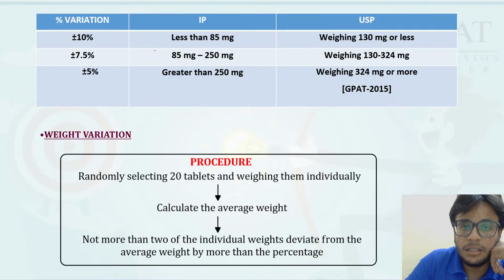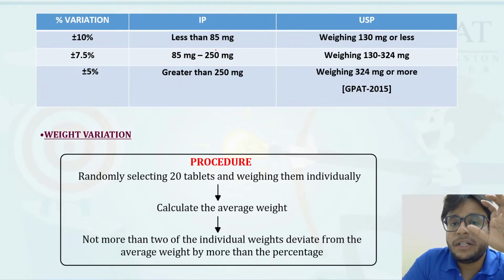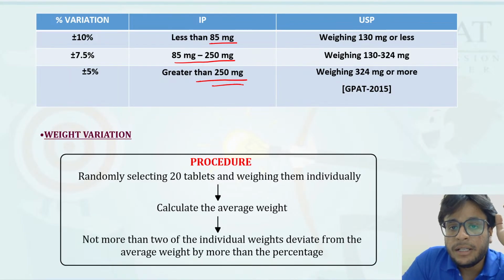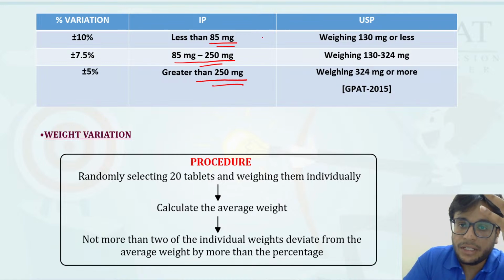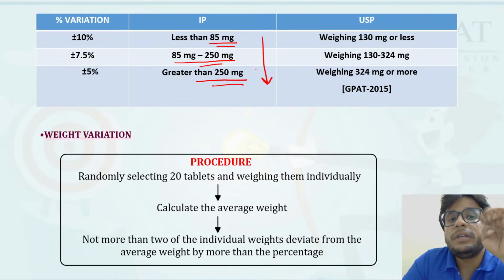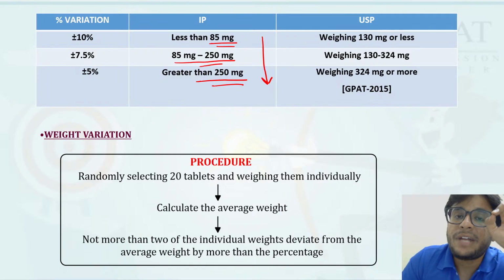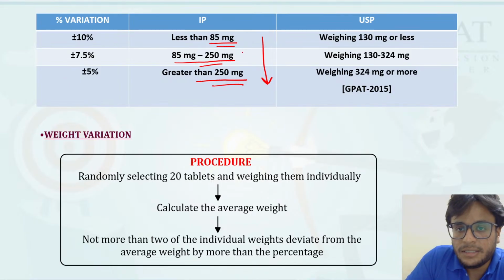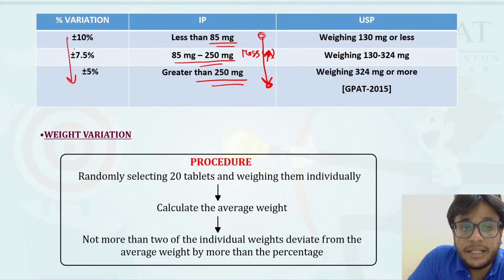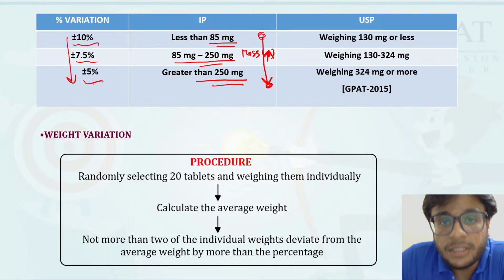It can also vary as per the drug mass. We are mainly using 85 to 250 mg tablets here, or tablets having a mass greater than 250 mg. As the tablet mass increases, as we move downward, the percentage variation in friability that is allowed decreases. So if the mass is increasing, the percentage allowed friability is going to decrease.